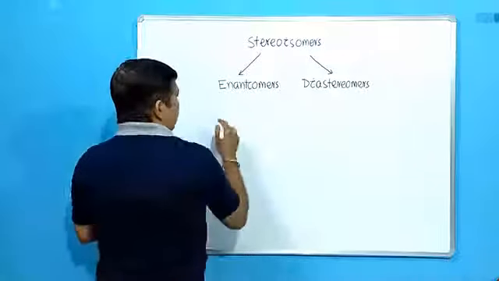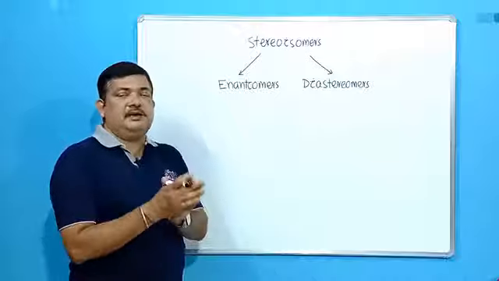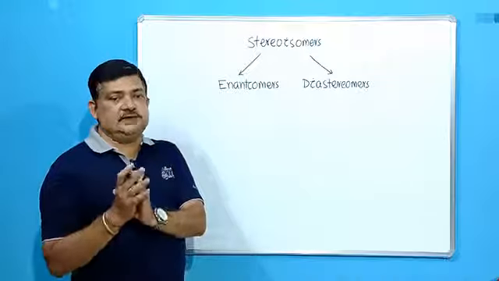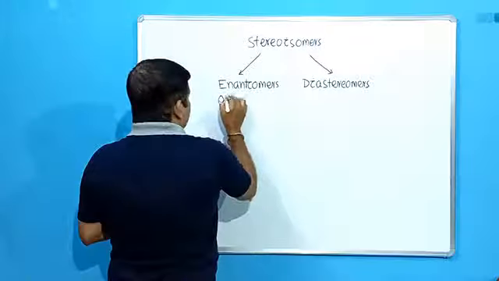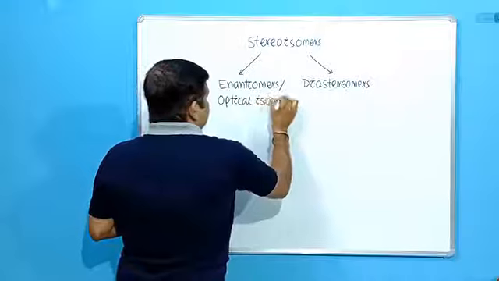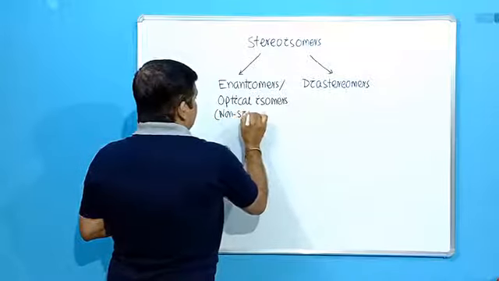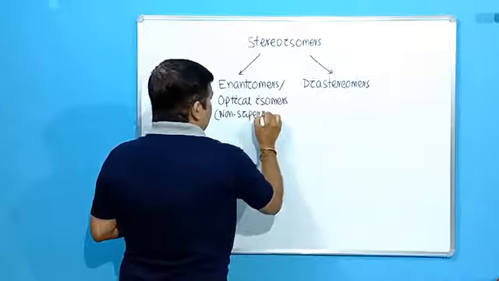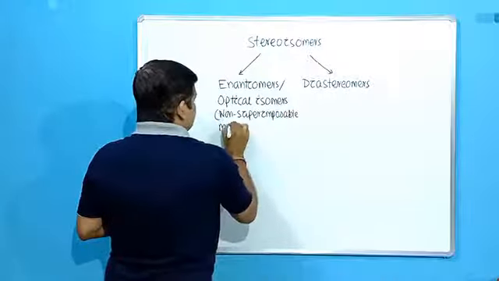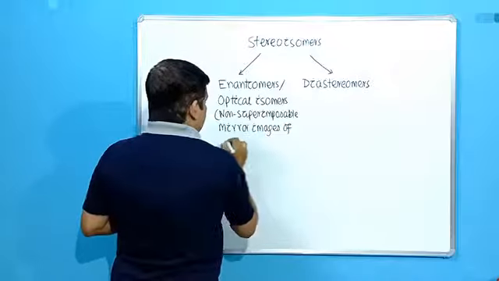So enantiomers means they are optically active. That means one enantiomer will be a mirror image of the other. That means once you take the exact mirror reflection, what you see is the enantiomer. So they are also known as optical isomers. Why? Now because they are exact non-superimposable mirror images of each other.